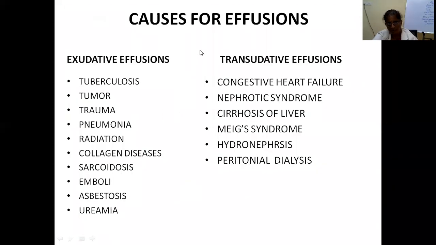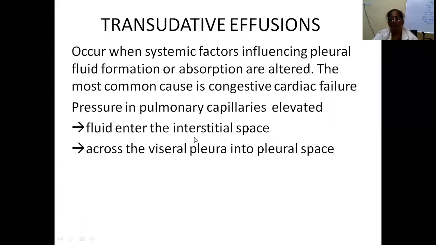So, what are the causes of effusion? Both exudative causes and transudative. Transudative effusions are generally because of systemic diseases like congestive heart failure, nephrotic syndrome, cirrhosis of liver, Meigs syndrome, hydronephrosis, and peritoneal dialysis. In case of exudative effusions, generally exudate occurs only when there is any infection or inflammation of the parenchyma. So causes most commonly are bacterial pneumonias, tuberculosis, tumors, trauma, radiation, collagen diseases, sarcoidosis, emboli, asbestosis, and uremia. The transudative effusions' commonest cause is CHF.